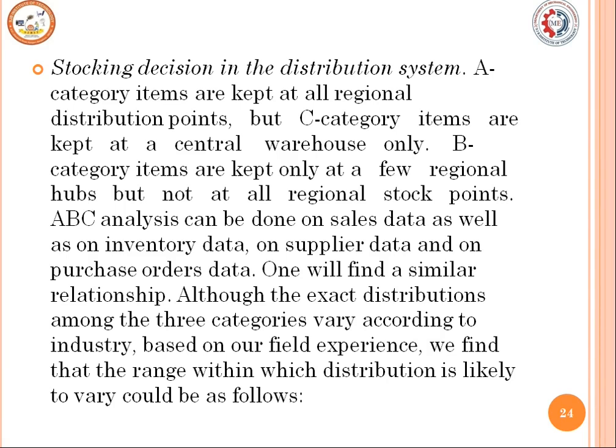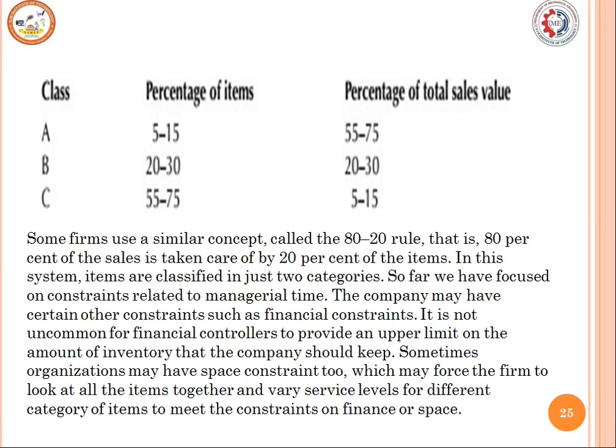Based on our field experience, the range within which the distribution is likely to vary is as follows. In the ABC categories, the percentage of items is 5 to 15 for A, but the total sales are more. For 20 to 30 percent of the items, the sales value is about the same. What you have produced, you are going to dispose. For 50 to 75 percent of the items, the total sales value is less. So here the 80-20 rule must be applied: total sales are taken care of by 20% of the items.